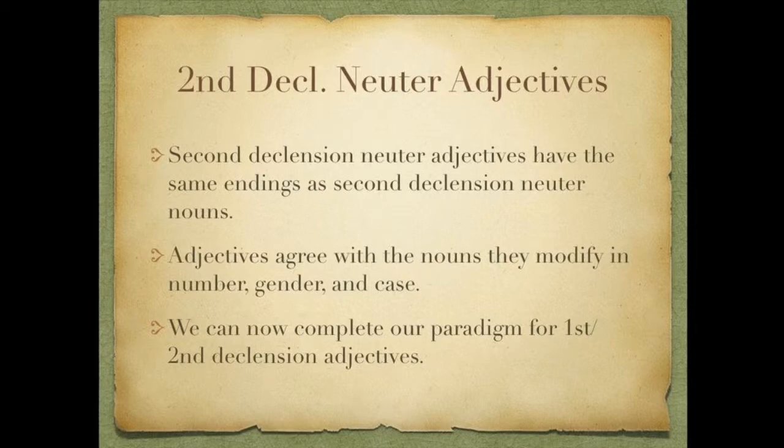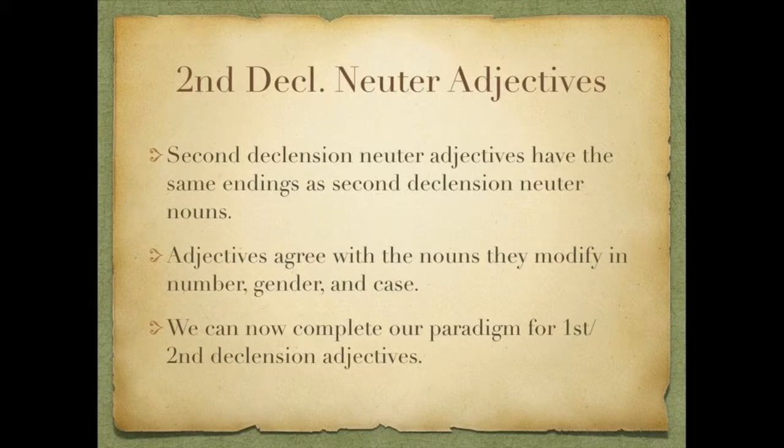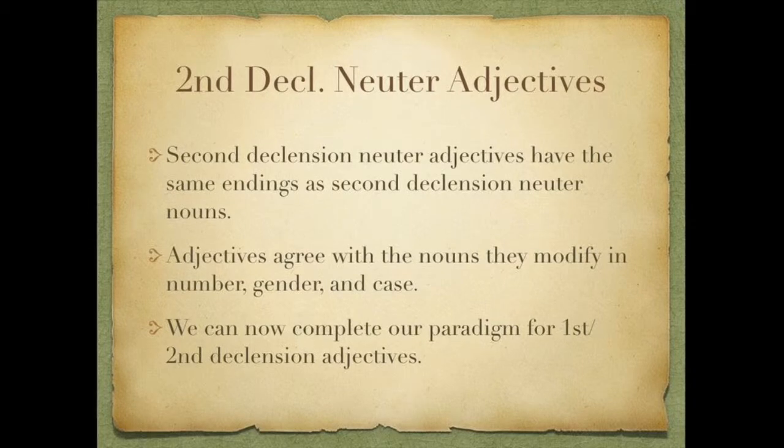Second declension neuter adjectives have exactly the same endings as second declension neuter nouns. The adjectives always agree, like we've said before, with the nouns they modify in number, gender, and case. So now we know how to form the masculine, feminine, and neuter forms of the adjectives. So we can go ahead and build our complete paradigm for first, second declension adjectives.